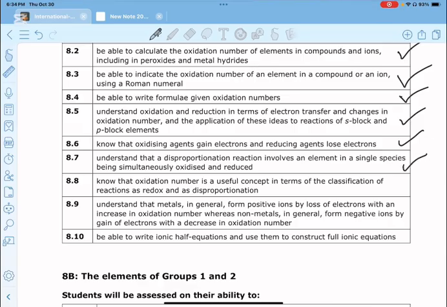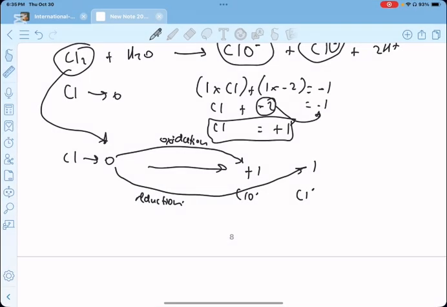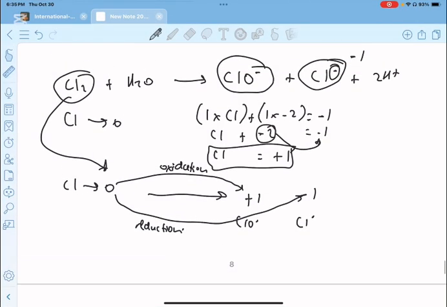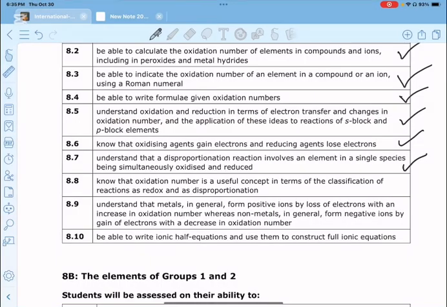Know that oxidation number is a useful concept in terms of classification of reactions as redox and as disproportionation, okay? We've just talked about all this. It's pretty much this entire example. The use of oxidation number will be able to tell us if a species is undergoing disproportionation or not, okay? So that's how oxidation numbers are useful over there.